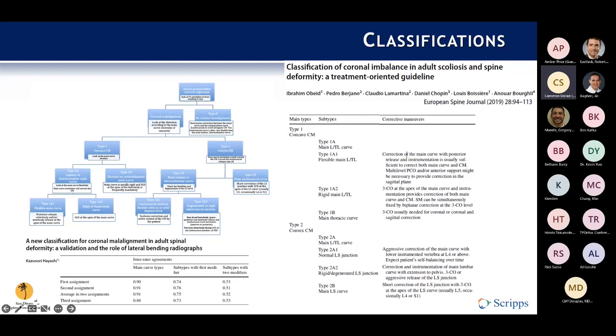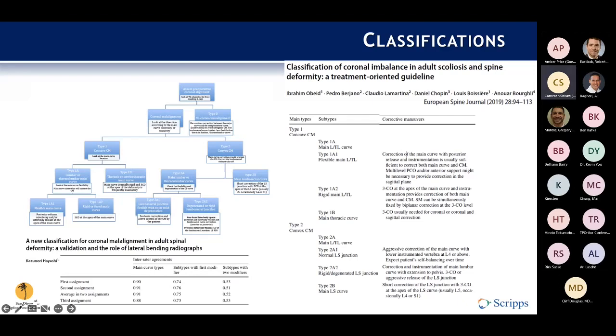Coronal malalignment is fairly common in adult spinal deformity, whether it's patients that have surgery or not, and it's something that's not as commonly talked about. And so you have to talk about the direction of that coronal malalignment in relation to the main curve of the deformity. So in concave coronal malalignment, which is the type in this setting, the correction should be obtained at the apex of the main curve, is one of the recommendations, and you might need a 3-column osteotomy depending on the flexibility.